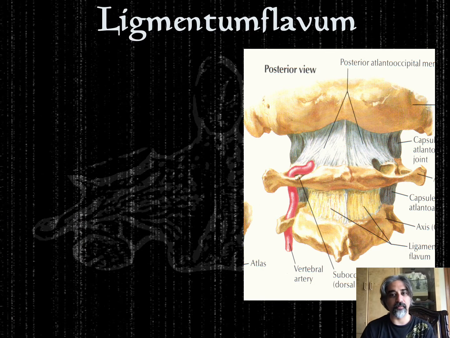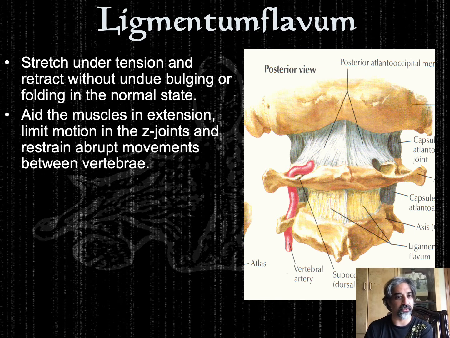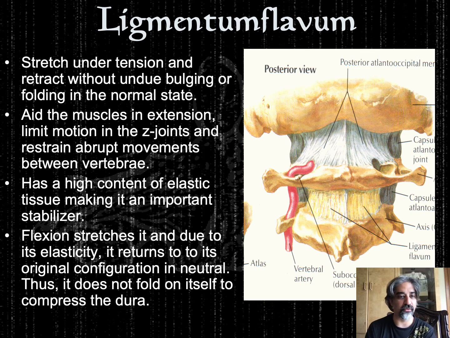Another picture of the ligamentum flavum from Netter. There's stretch under tension, and it retracts without undue bulging or folding in a normal state. It has a high content of elastic tissue, and flexion obviously will stretch it. Due to its elasticity, it returns to its original configuration in neutral. It doesn't fold on itself to compress the dura.